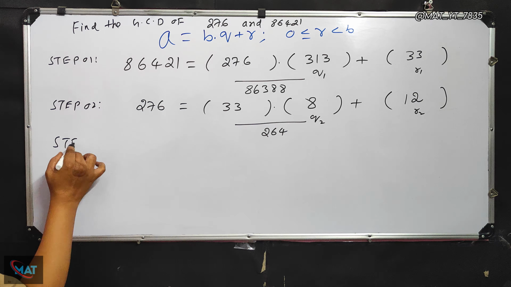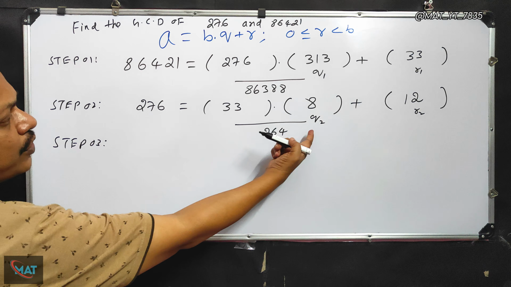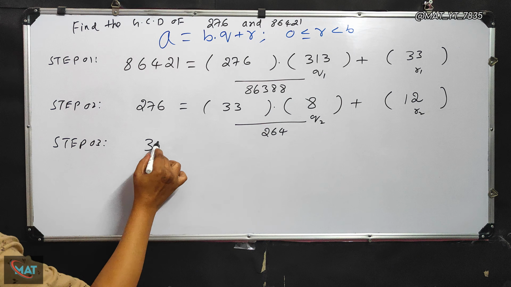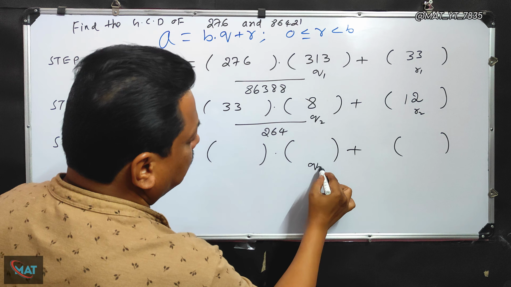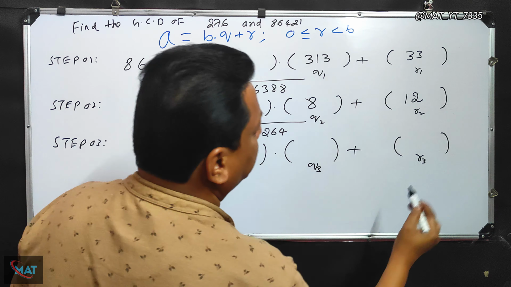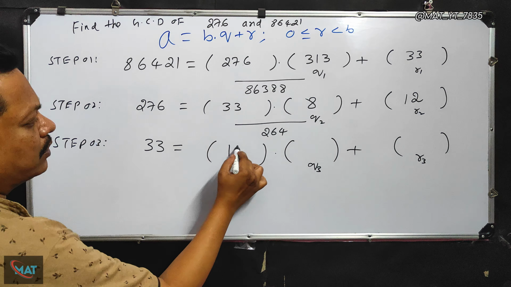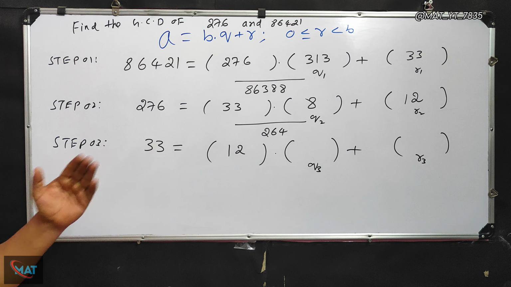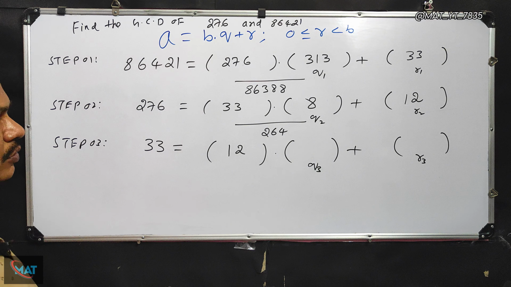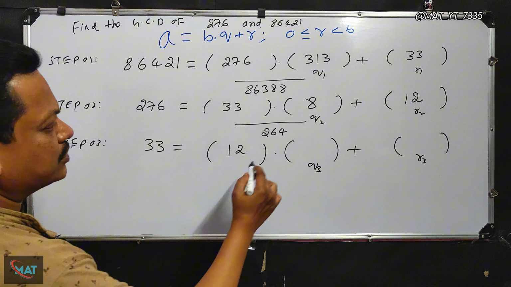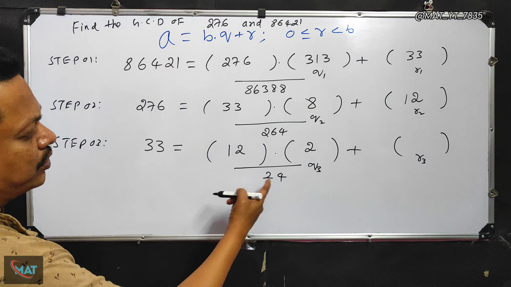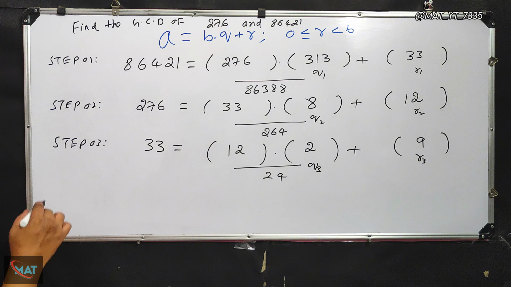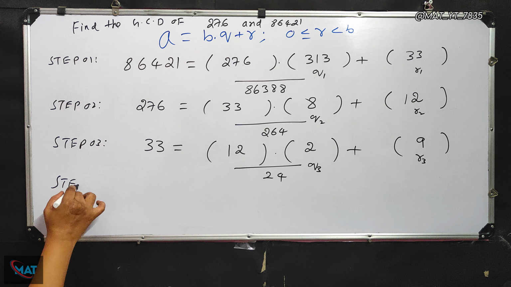Step 3. Again same. Before Q2, 33 is the new dividend. It is Q3, third quotient, third remainder. Here we get 12. 12 how many times will go? 12 times 2 is 24, 12 times 3 is 36, it exceeds. So 12 2 times it is 24. 33 minus 24, 9.